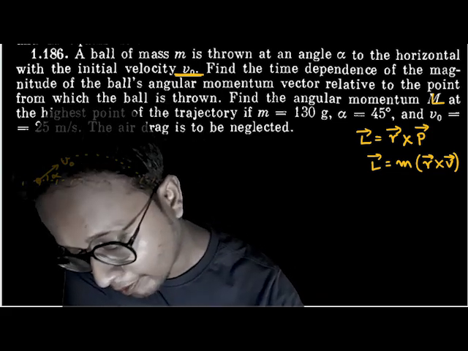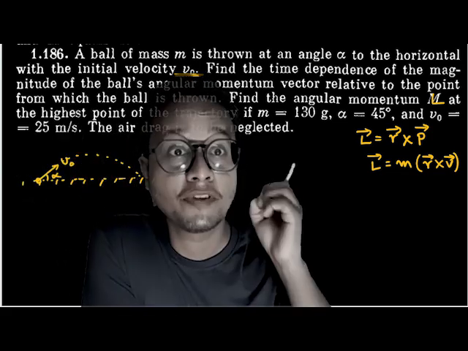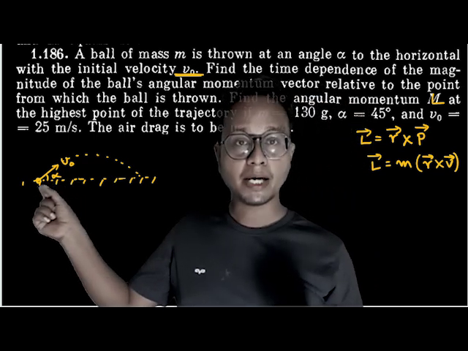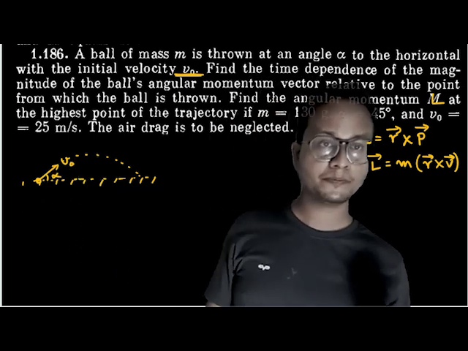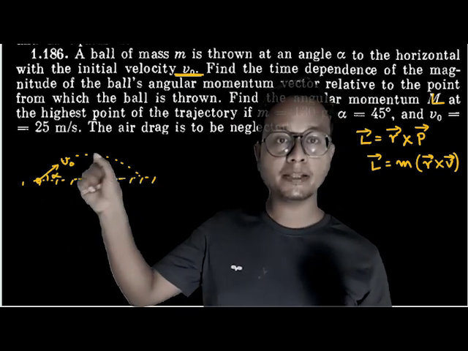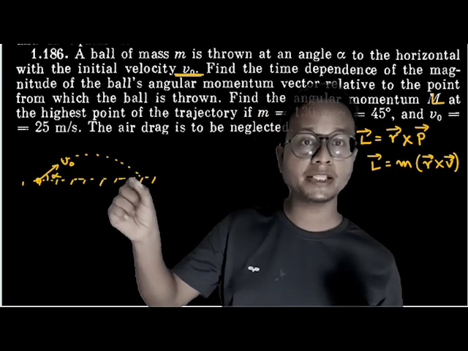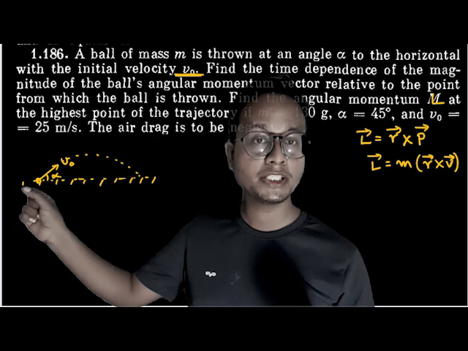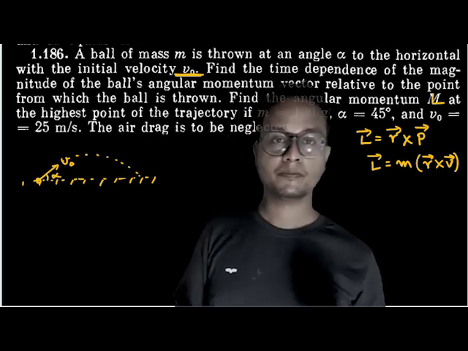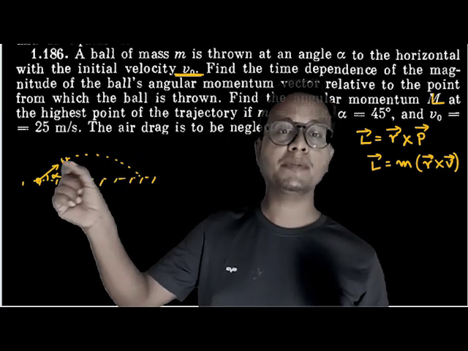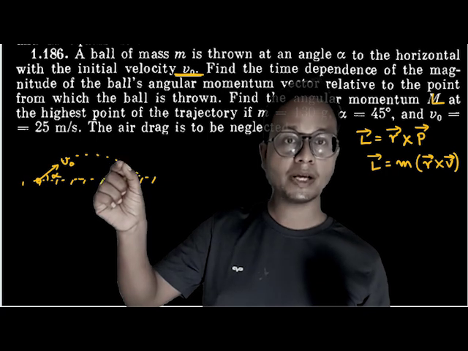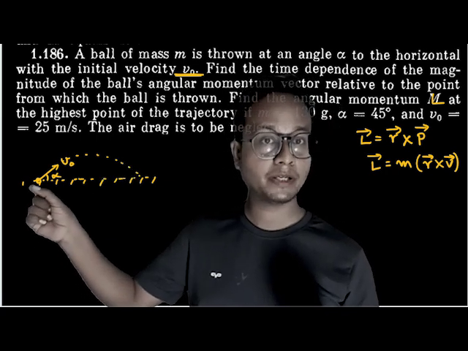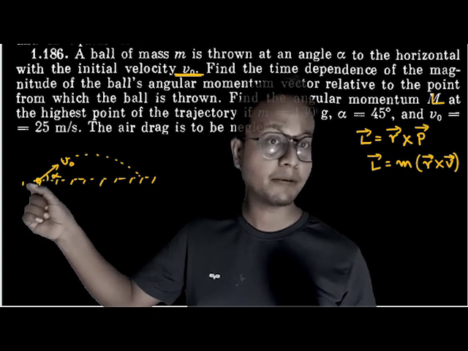The first part of the problem is saying that the particle flew from outlet to outlet in a projectile motion. At any point in the path, I have to find the angular momentum of the particle about the origin. And where is the origin? The origin is the point of projection. That means suppose that at time t, the particle is out here. I have to find the angular momentum of the particle about this point, or about the origin, and the origin is at the point of projection.